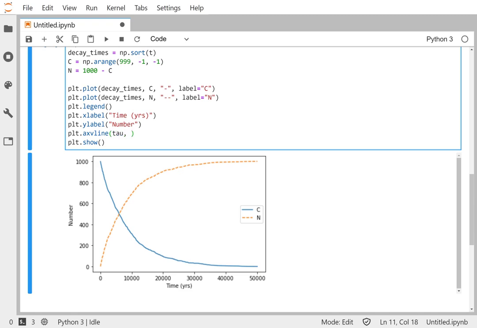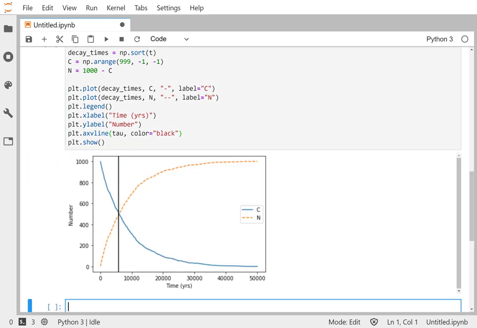I think by default it would probably be blue, so we're going to make it black just so it's a lot easier to see. Let's throw that down, and it looks like it's really close to where they cross, but not exactly. Again, that's the randomness, so sometimes it'll be right there, sometimes it'll be off by a little bit.